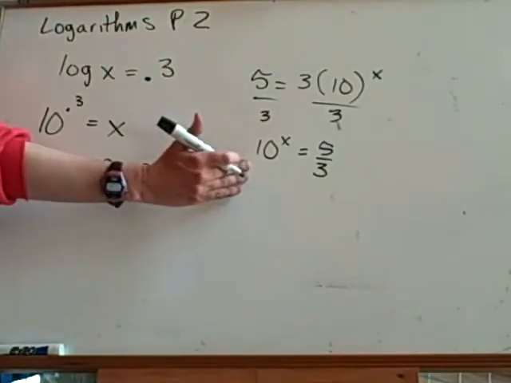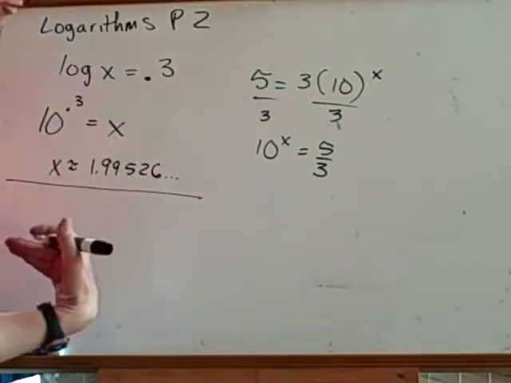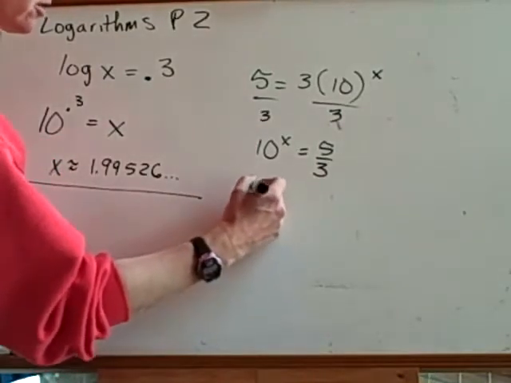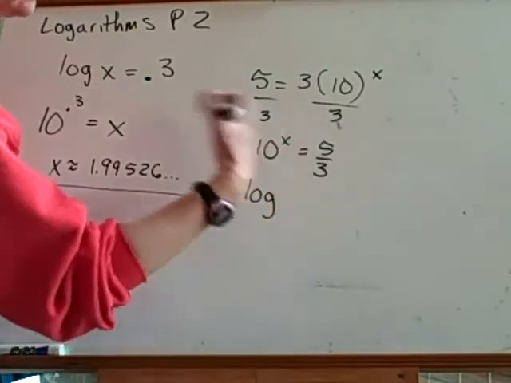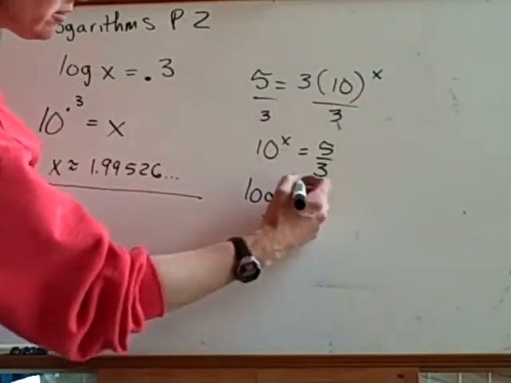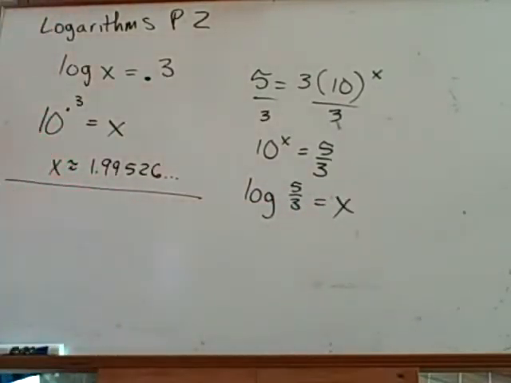And I'm going to put my exponential side on the left-hand side so when I do my lean to, I get it right. I'm going to lean to the left. What do I see? 10. 10, so I can put log. I know it's base 10. Lean to the left, get 10. Lean to the right, get 5/3 equals x. So x equals log base 10 of 5/3.